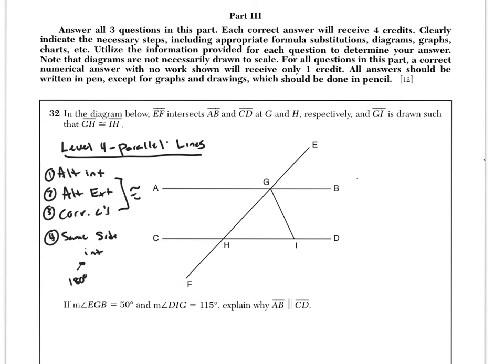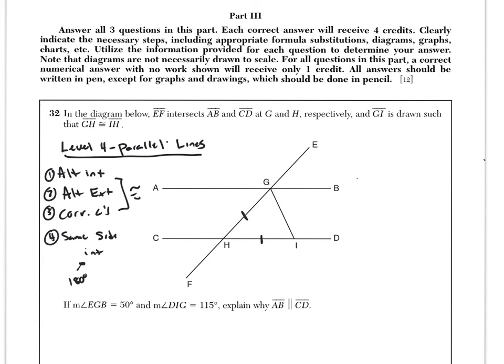This question, though, is asking us to prove how we know that these lines are parallel. All right? So we want to find either alternate interior, alternate exterior, or corresponding angles that are congruent. But remember, we can't use them in our proof. So I'll show you a very quick and easy way to do this problem and get the full points on it. So if you read the question, it tells you first that GH is congruent to HI.